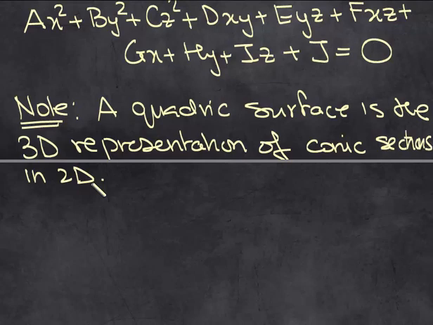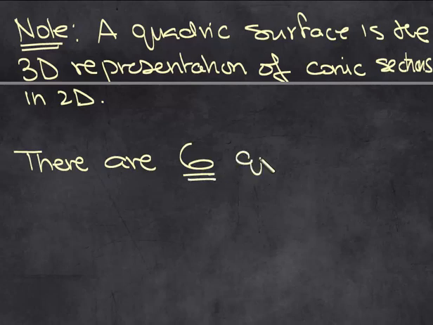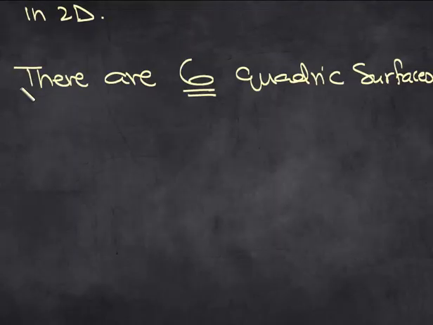There are 6 quadric surfaces. I'm not going to ask you to draw them, but you should be able to tell me what they are on the test. Do you guys understand that? And I want you to tell me by looking at the traces, and I'll explain what we mean by that. So let's start with the first one.